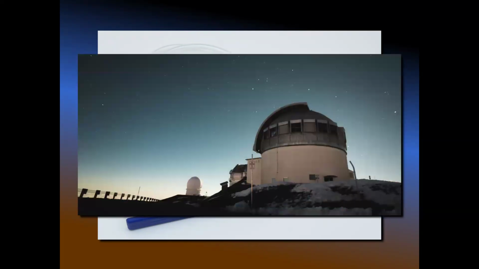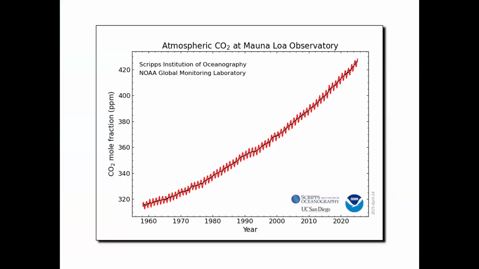The same thing is true for larger stations that measure this on a global scale. For example, on Mauna Loa in Hawaii, there is a station that has been measuring the amount of carbon dioxide in the Earth's atmosphere since about 1958. And this is the result of those measurements. And you can see that you've got a red squiggly line and then a black line running through the middle of it. The red squiggly line is seasonal variations.